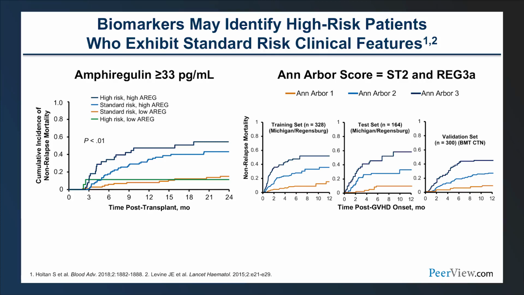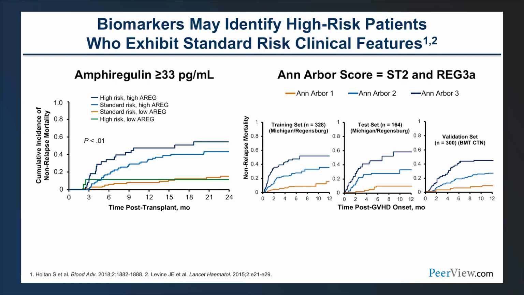Here I show 2 different systems for biomarker risk assessment. On the left, I show what we're studying at the University of Minnesota. This is with amphiregulin. This is an EGFR ligand. We previously have reported on this at one of the abstract sessions here earlier today. Amphiregulin, we have shown, if it's greater than or equal to 33 picograms per mil at the onset of acute GVHD, helps to modify standard risk acute GVHD.